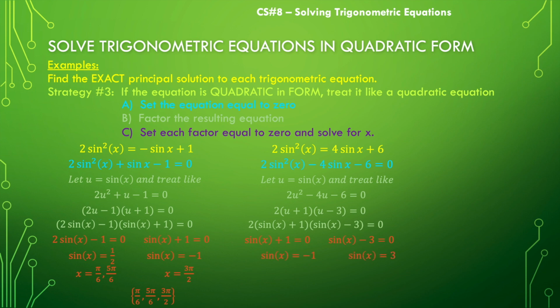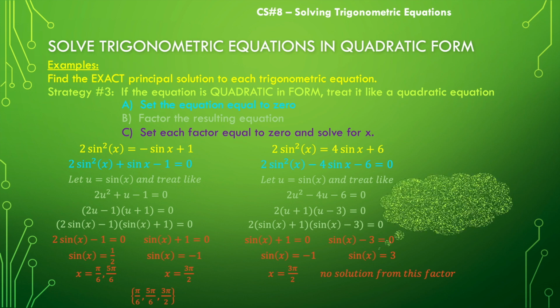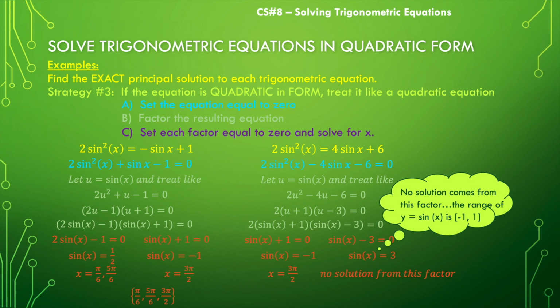Now this is a little bit interesting, okay? Because we definitely know that the sine of x is equal to -1 at 3 pi over 2. But where is the sine of x equal to 3? And that's tricky because of y equals sine of x. You'll remember that the range of that graph only goes between -1 and 1. And so there is no solution from this factor. Okay, and that is because there's nothing that will satisfy this equation. So the only solution to this trig equation will be 3 pi over 2.